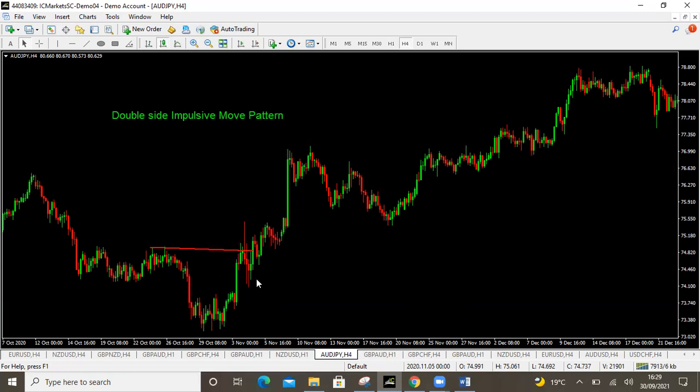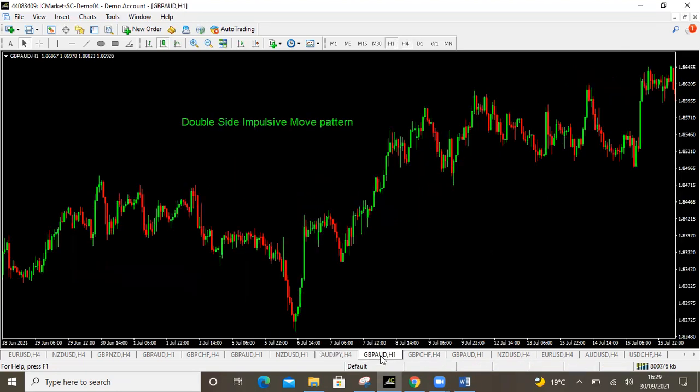We will actually do a video on that at some point. So there's a retest of that and the market just goes higher. Anytime there's an imbalance, you expect the market to retest and push higher. So those are the double-sided impassive move. There's a huge move to this side, another huge on this side, breaking market structure. Then we have double-sided impassive move depending on the currency.